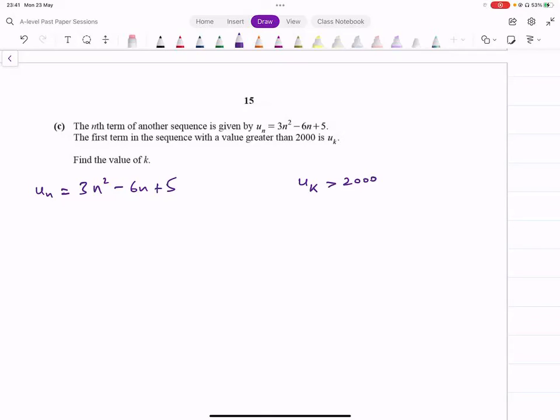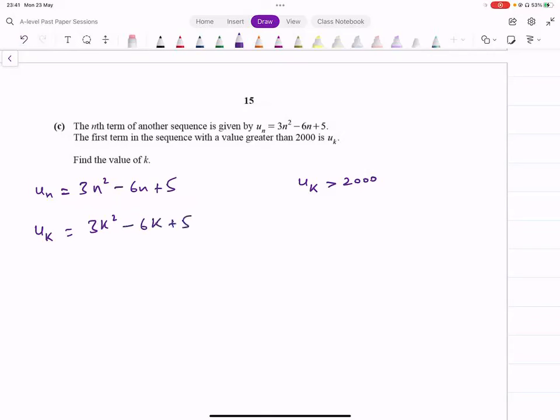Okay, तो बेसिकली जब n की वैल्यू k है, तो क्या होगा? आपके पास ये जो नंबर है वो 2000 से बड़ा होगा. तो हम यहाँ पे क्या करते हैं, n की जगह पे k डाल देते हैं. We say uk is equal to 3k². अगर nth टर्म ये है तो kth टर्म क्या होगी? That's going to be 3k² minus 6k plus 5.